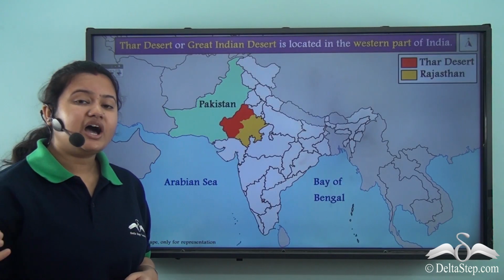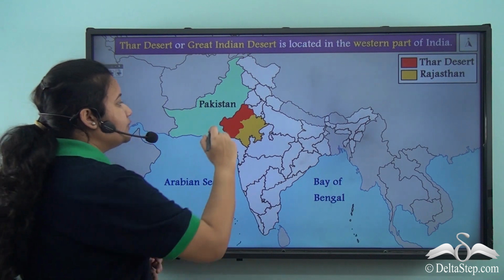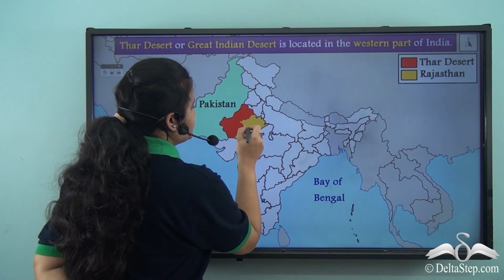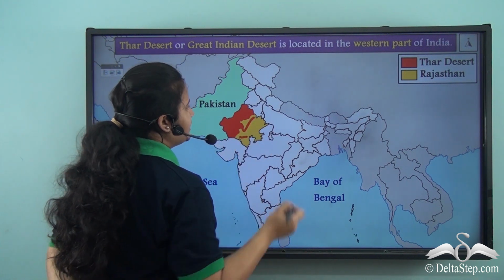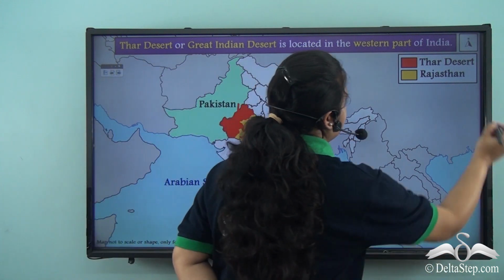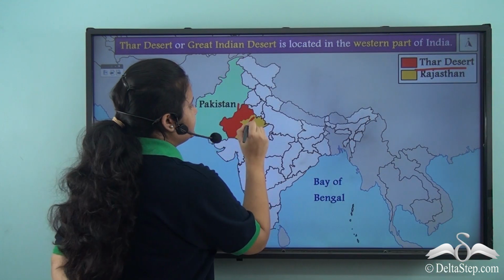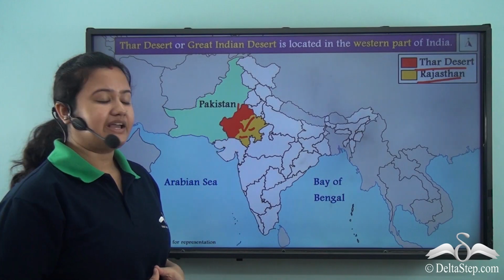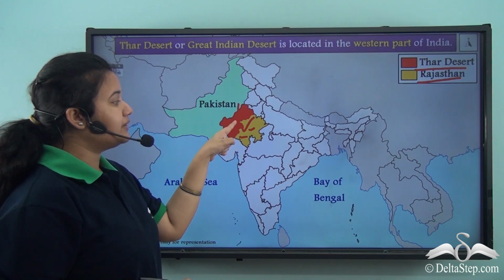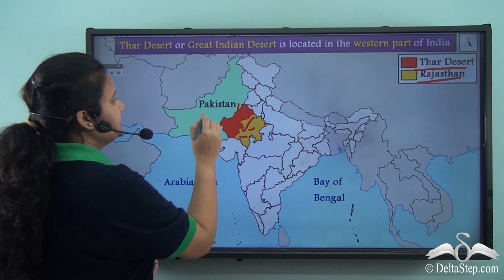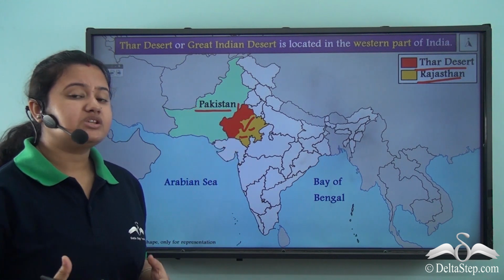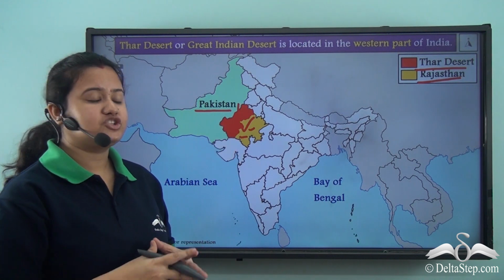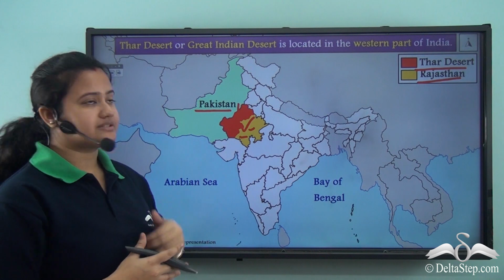So the dry desert is located in the western part of India. Especially it lies to the west of Rajasthan. So here the region marked in red is the Thar desert, and the region marked in yellow is the state of Rajasthan. So here we find that Thar desert lies in the western part of Rajasthan, and it extends till Pakistan. So in other words, we can also say that Rajasthan forms the natural separation between India and Pakistan.